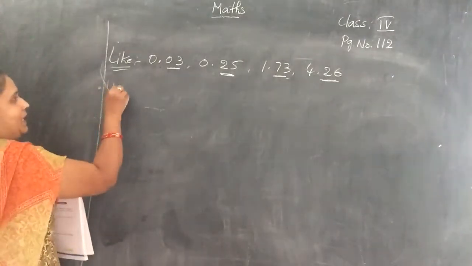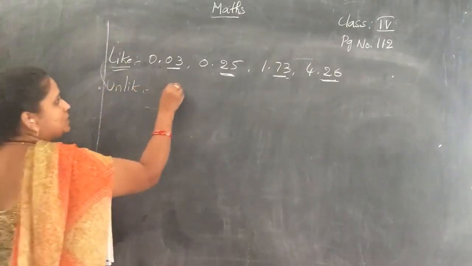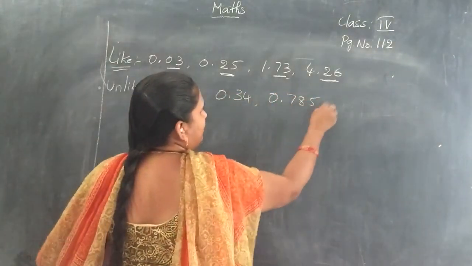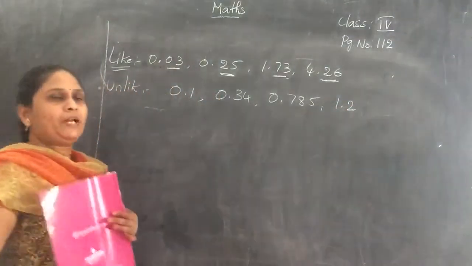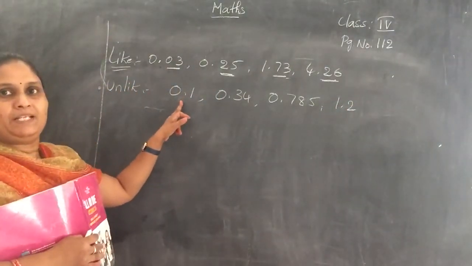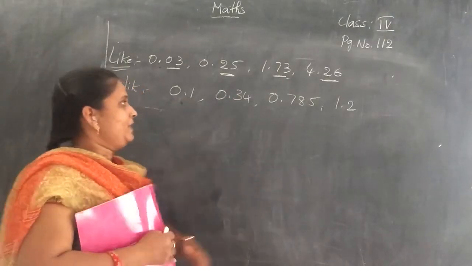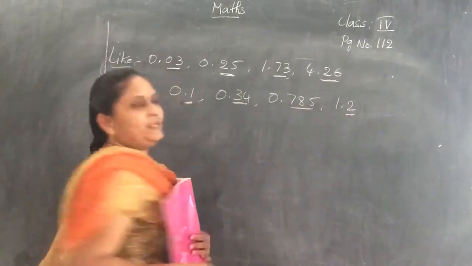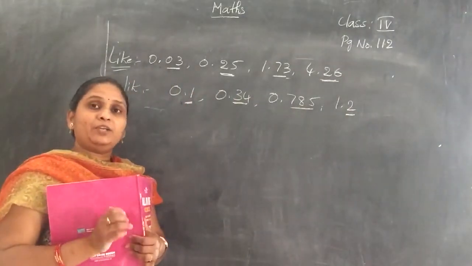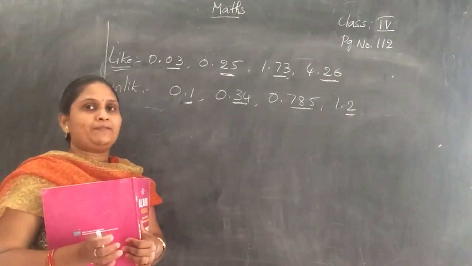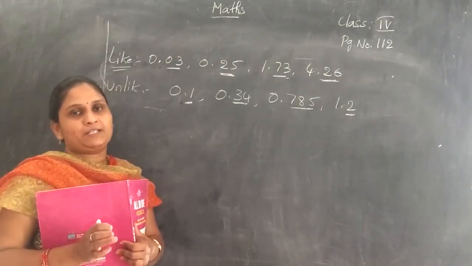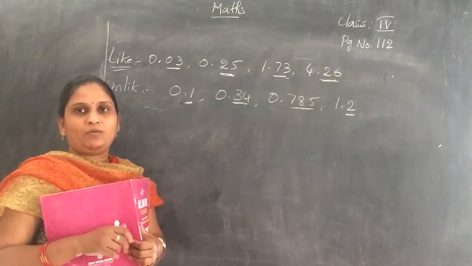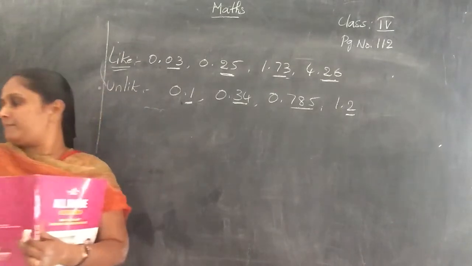So what will be unlike decimals? Look at the board. 0.1, 0.34, 0.785, 1.2. If you observe here, the first decimal is having only 1 digit, the second is having 2 digits after the decimal, the third 3 digits, and the fourth again 1 digit. So here there is no continuous sequence. Some are having 3 digits, some 2 digits, some 1 digit. Because of that, these will be known as unlike decimals.